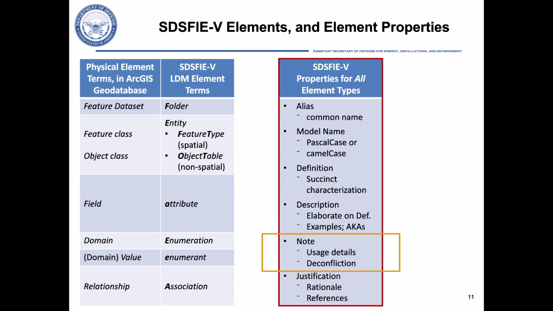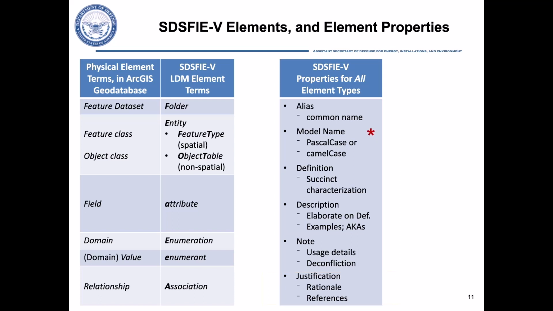A note, also optional, may be used to provide usage or implementation details, deconfliction information regarding similar terms or concepts, and/or relationships to other model elements. Finally, the justification property is where the rationale for existence of the element is stored, along with any references or citations. For example, any used in establishing the definition.